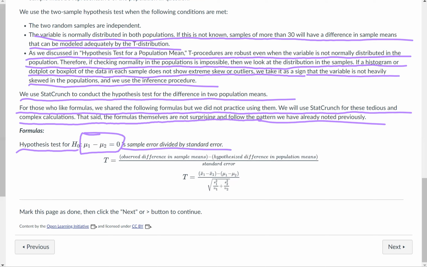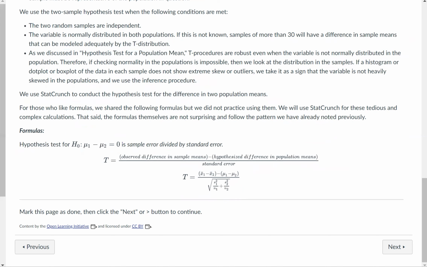The test statistic is the sample error divided by the standard error. And the sample error is this numerator here: the observed difference in the sample means minus the hypothesized difference in population means, divided by the standard error. But in symbols rather than words, it's this more complicated formula here. Like we said, we're not going to use that, but that's what it would be. It kind of makes sense, but it's very tedious. So we might as well use a tool instead of trying to do it by hand.